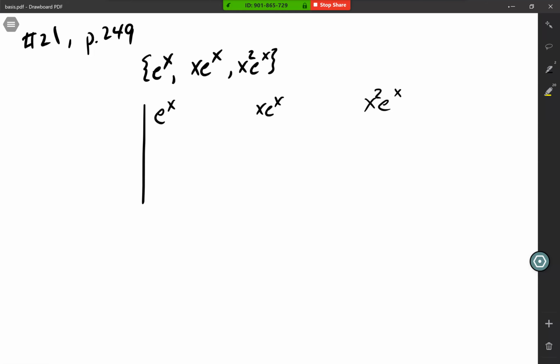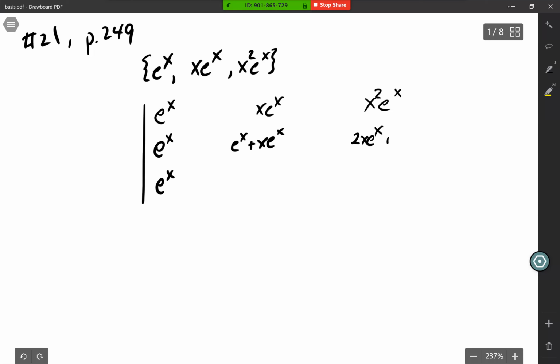Take the derivative. Yeah, you would take the derivatives, right? So this first column is pretty easy because I would just need to take the derivative of e to the x, so I get e to the x. In the other ones, you would do the product rule. So this one would give me e to the x plus x e to the x. And this one would give me what? 2x e to the x plus x squared e to the x.